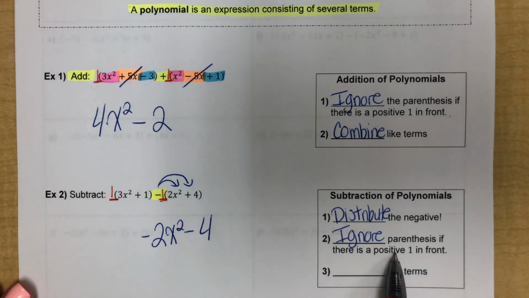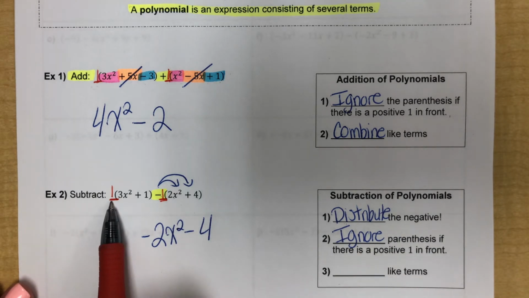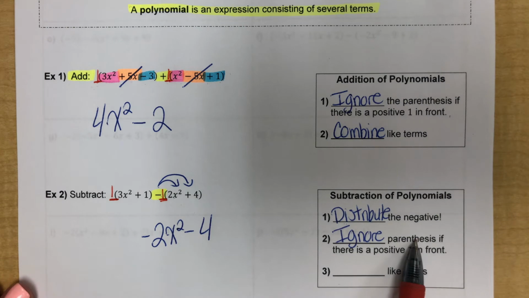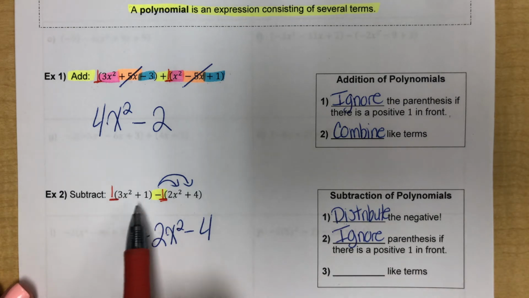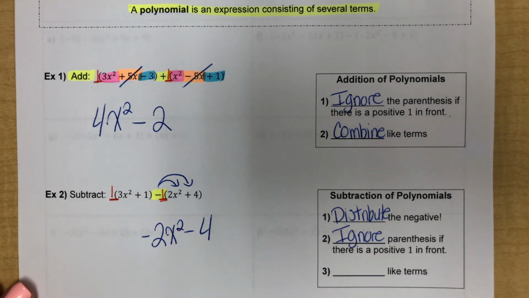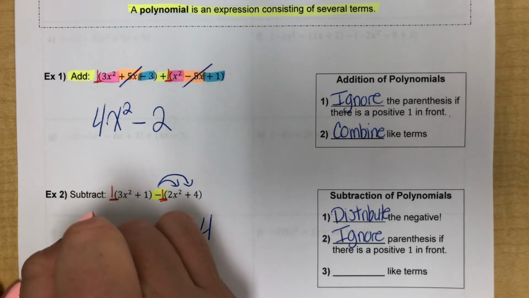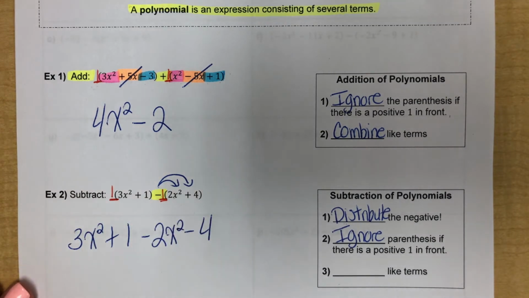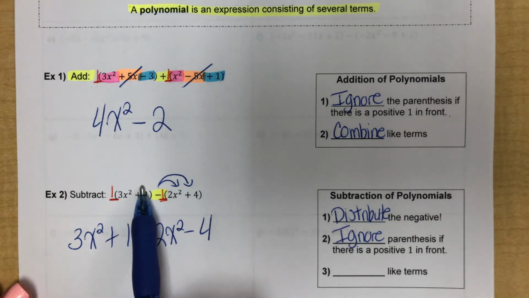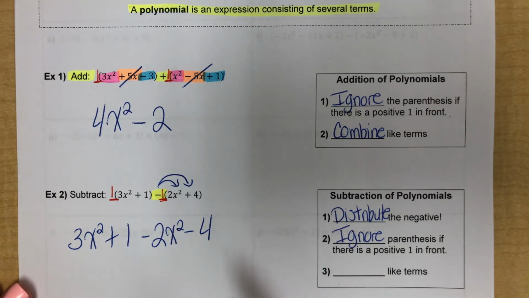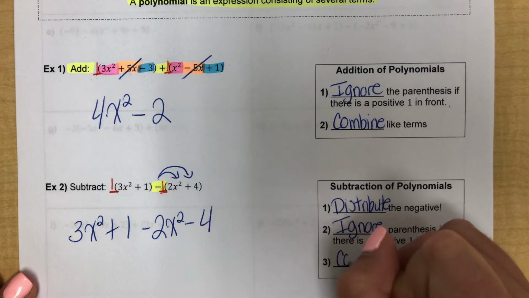So if I have a +1, which here I do, I just ignore the parentheses. So I'm just going to rewrite 3x squared plus 1. I just bring it down, nothing's going to change. All right. Anything times 1 is itself. That's why this stays the same. And now I'm going to go ahead for step 3, which is combine like terms.